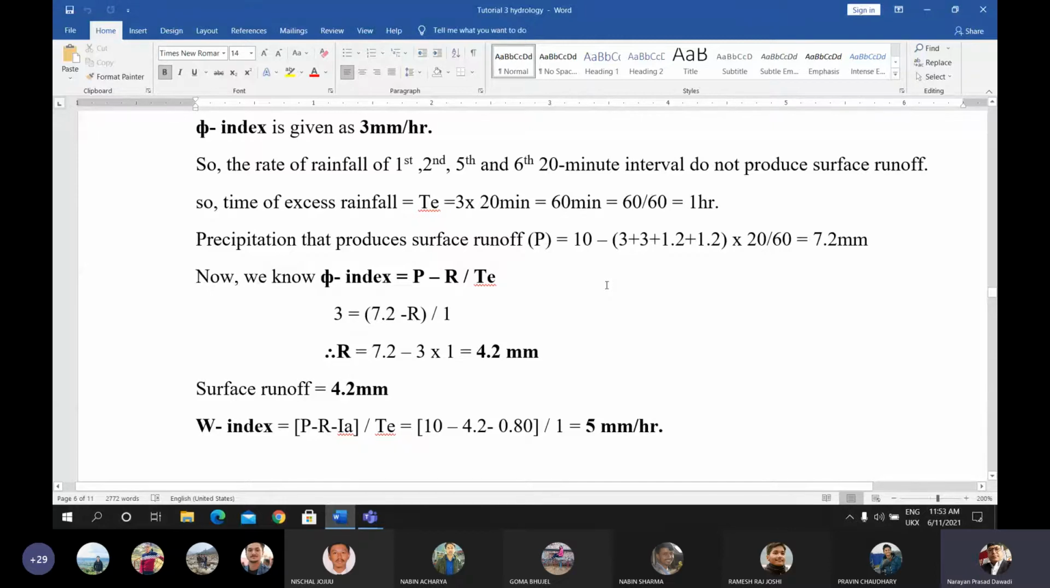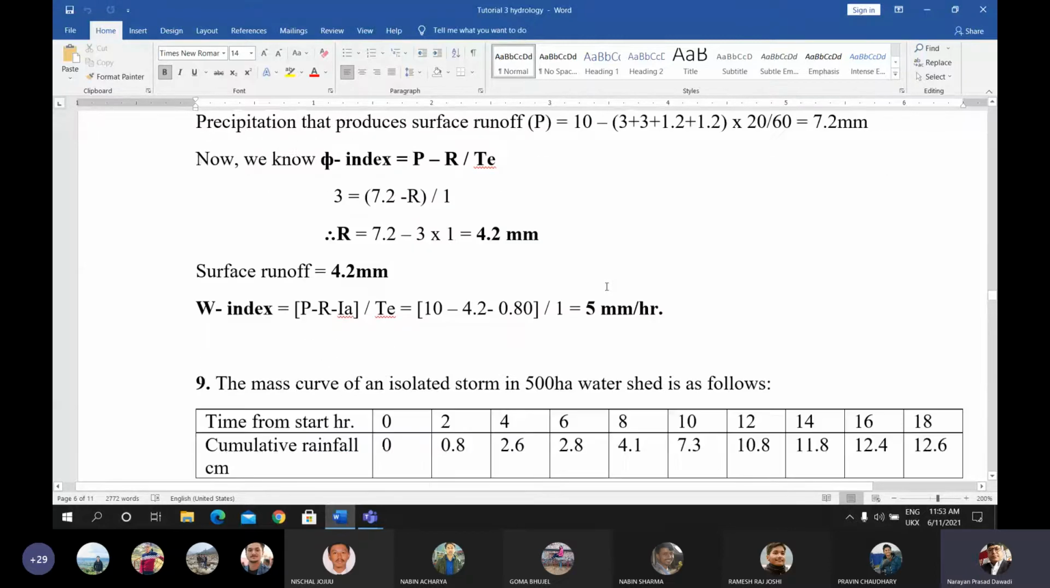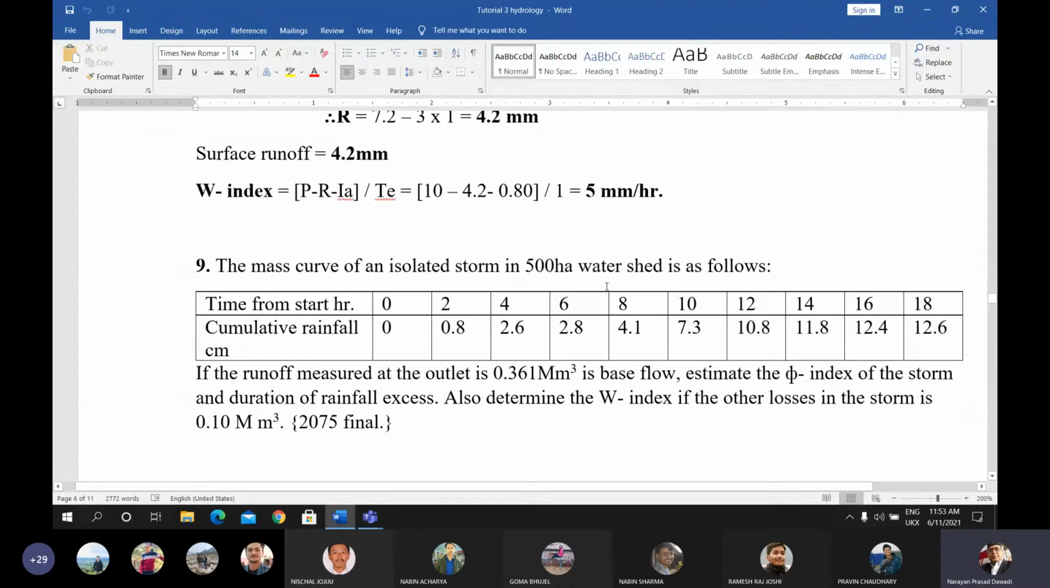With the help of phi index, calculate the runoff, and after knowing the runoff, the W index is calculated using this formula: P minus R minus IA divided by time of excess rainfall. Time of excess rainfall is 1 hour. That's why P is considered for the W index as the total precipitation of that area. So the P value is taken as 10 instead of 7.2 for calculating W index. This gives the W index as 5 mm per hour.